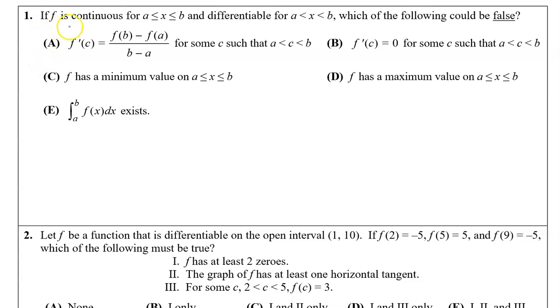Problem number 1. If f is continuous on the closed interval from a to b and differentiable on the open interval from a to b, which of the following could be false?